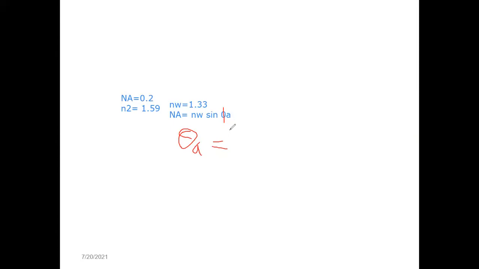How much? I'm getting 8.62 degrees. So theta A is 8.62, whatever degree. You are supposed to find out the acceptance angle. Theta A is half the acceptance angle, so please write down 17.2. Acceptance angle is 2 times your theta A, so you double this.